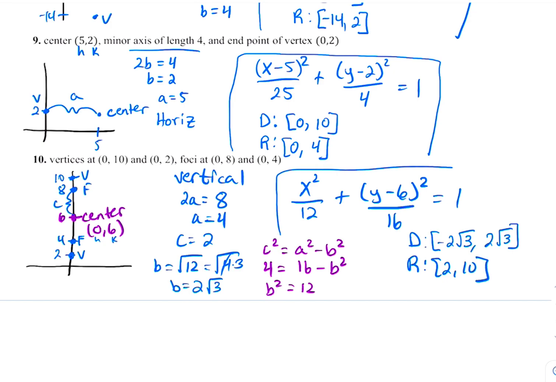So this will be my answer for that last question. And like I said, that will also conclude our section over ellipses.